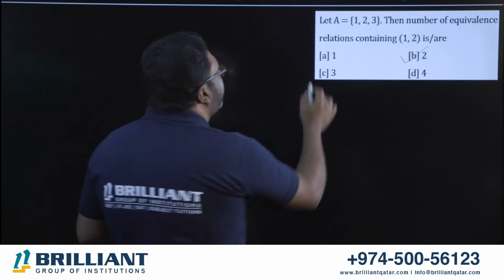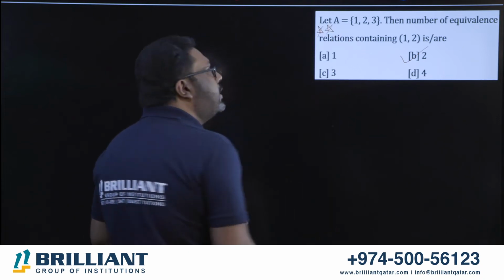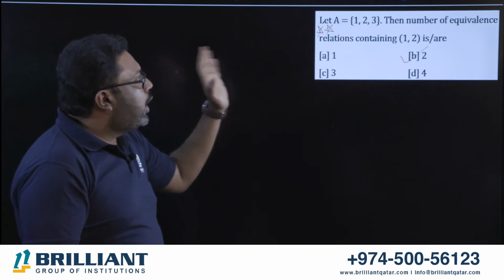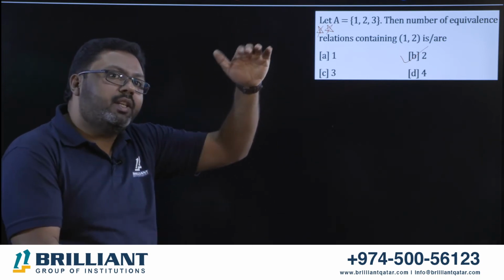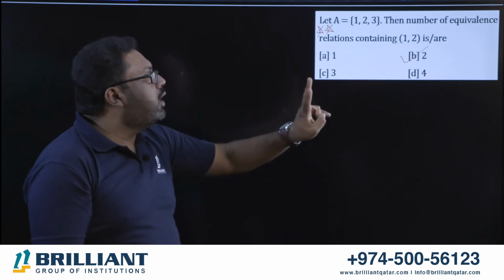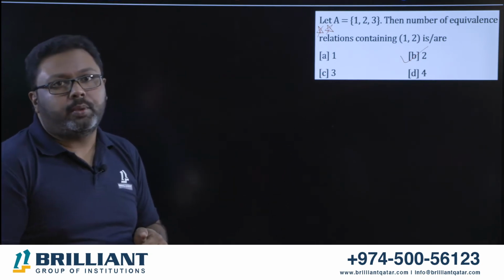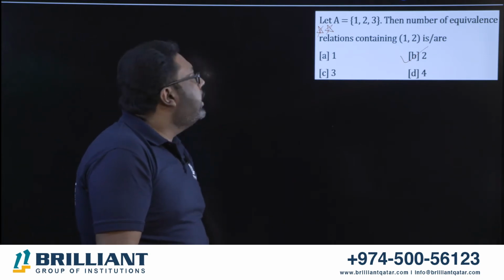This is very, very important. Please mark it. It's a very, very important question. Please study this. Okay. So now, very clearly, I have written all the 5 equivalence relations which can be formed from 1, 2, 3, and I have said that only 2 of the equivalence relations contain 1, 2. Okay. Next question.